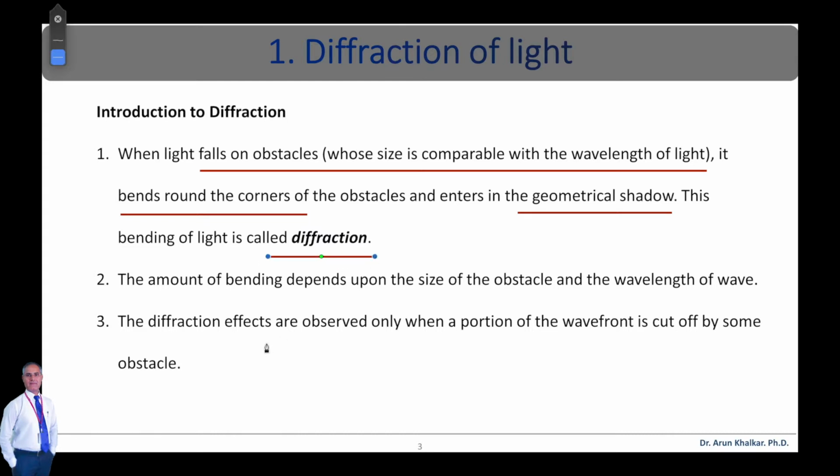So there are important parameters to see the diffraction phenomenon or the diffraction pattern. First, the size of the obstacle must be comparable to the wavelength of light. Second, the source of light must be a point source. At the same time, a portion of the wavefront must be cut off by the obstacle on which the light is incident. All these parameters are very important to observe the diffraction phenomenon.